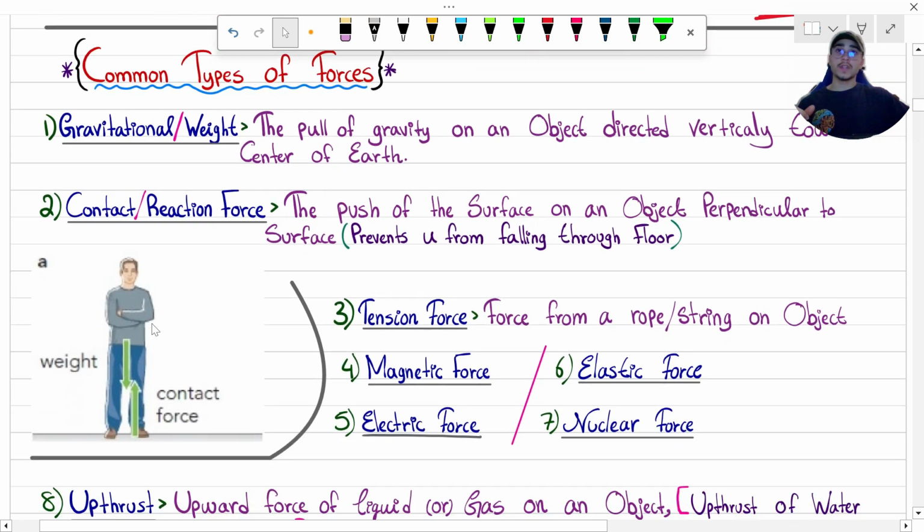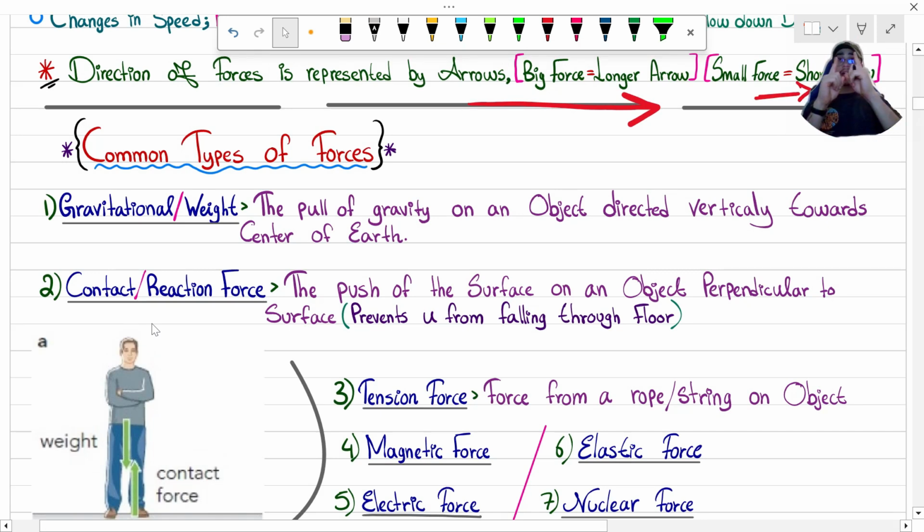Let's list some common types of forces mentioned in our syllabus. The first one is the gravitational force, also known as weight. This is the pull of gravity on an object vertically downwards towards the center of Earth. For example, I have an object here. I drop this object down. The object is going to fall vertically downward towards the center of Earth. Why? Because gravity pulls it downward.